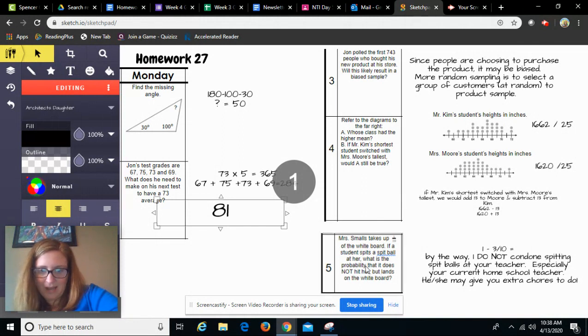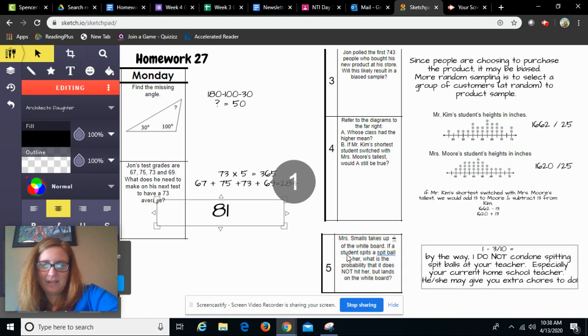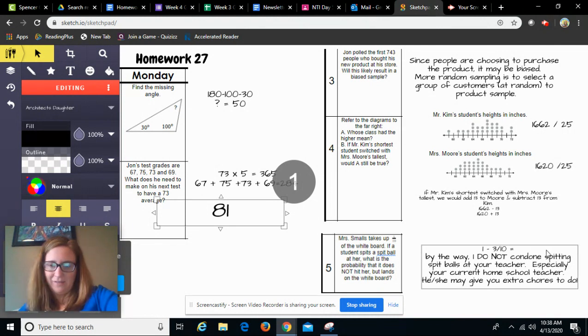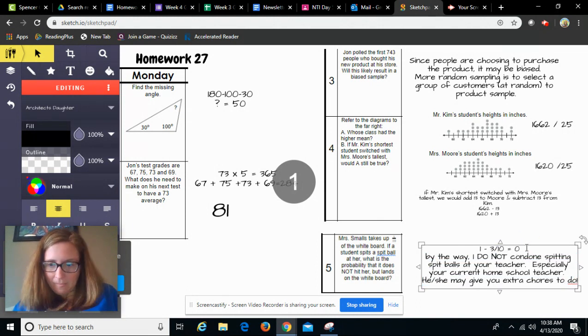Mrs. Smalls takes up 3/10 of the whiteboard. If a student spits a spitball at her, what is the probability that it does not hit her but lands on the whiteboard? And so if the whole whiteboard is 1, and we subtract what she takes up, the 3/10, 1 minus 3/10 would be 7/10, and the 7/10 would be your answer here. You could put 0.7. You could put 70%. You could put 7/10. All of those would work.